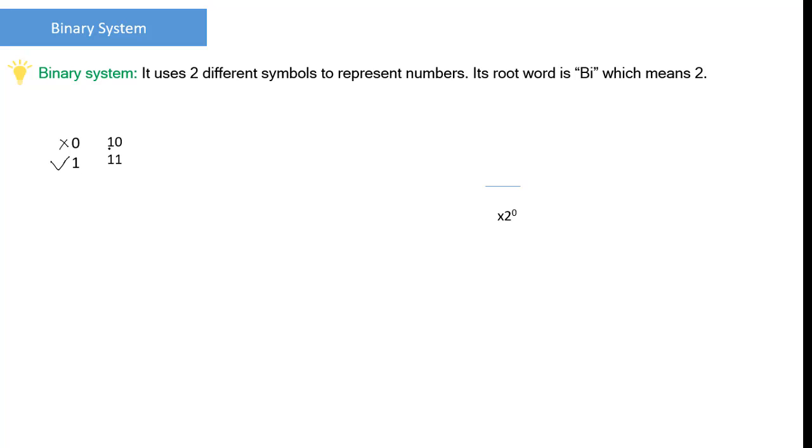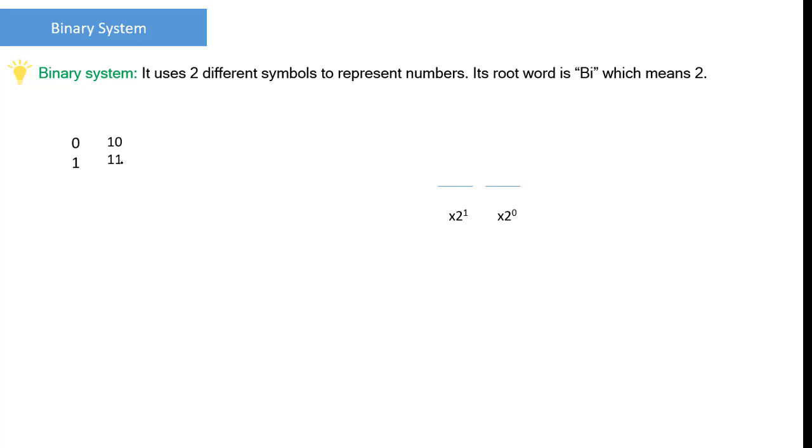So the next number would be starting with 1. The value of this 1 and the value of this 1 is not the same. The value of this 1 is basically 1 times 2 to the power 1, that is 1 into 2, which is 2. So the value of this 1 is basically 2. In the same way, we keep on going to the next number, that is 11.